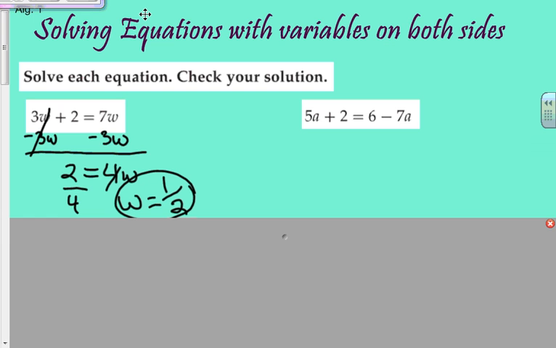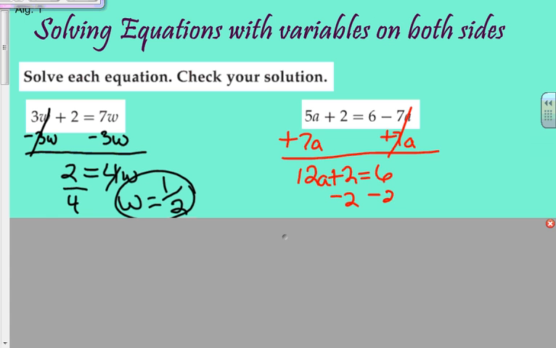This one, I see 7 A's, and the A's are like terms, and then whole numbers that are like terms. I'm going to start with my A's. I'm going to add 7A here, add 7A over here. It cancels out there. 5 A's and 7 A's make 12 A's, plus 2 equals 6. Then I'm going to subtract my 2 away on both sides.